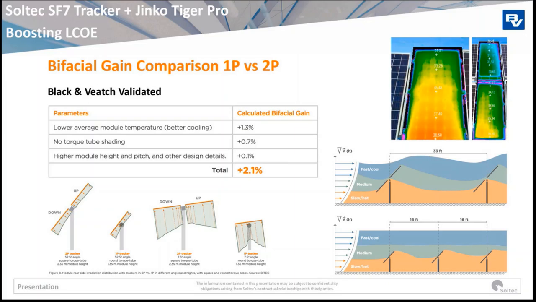We can see in the image in the bottom left part of this slide, comparing our tracker and the saddle, the one portrait configuration produces shading in the back part of the PV panel. So with no shading from the torque tube, we gain 0.7%. And then there are other design details like the larger pitches, higher PV panel height from the ground, and other features that give us an extra 0.1%. And at the end, we are getting this 2.1%.